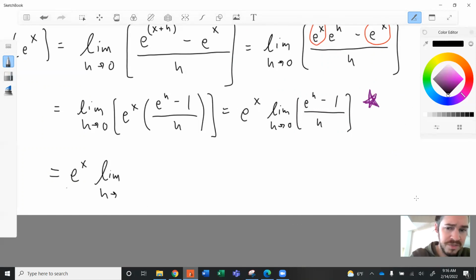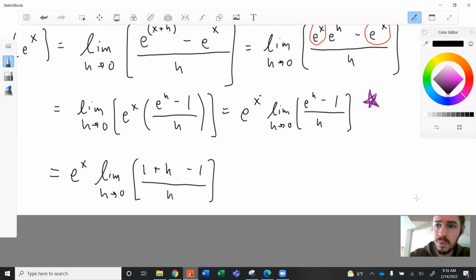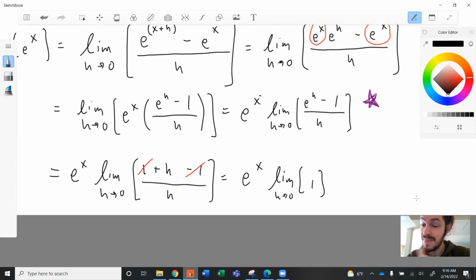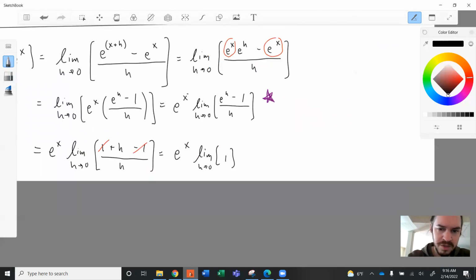So what we have now is this e to the x, which is still there, times the limit as h goes to 0 of, and then I'm going to replace the e to the h by the 1 plus h, and then I have minus 1, and all over h. And now we see something really nice happening, which is 1 minus 1 cancels out, and we have h divided by h, which equals 1. So this is e to the x times the limit of 1, and that's 1, right? So this is just e to the x times 1, which is just e to the power x.